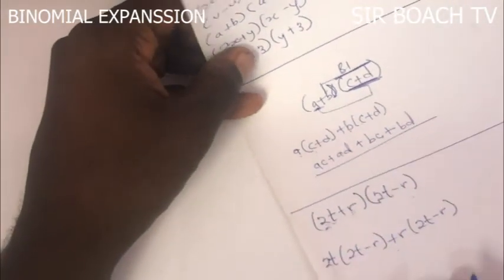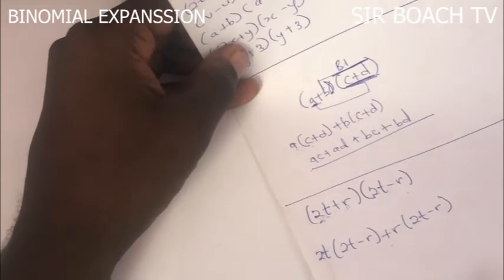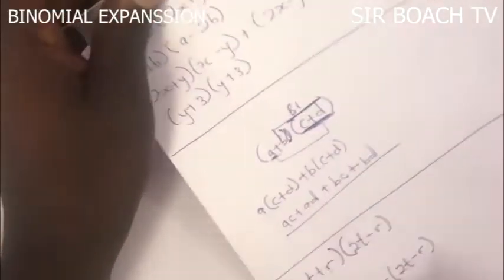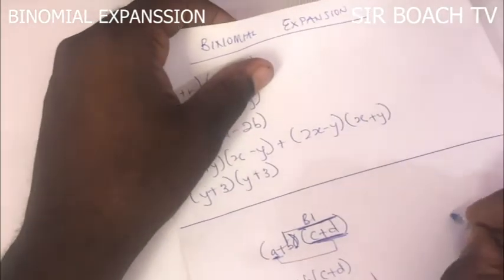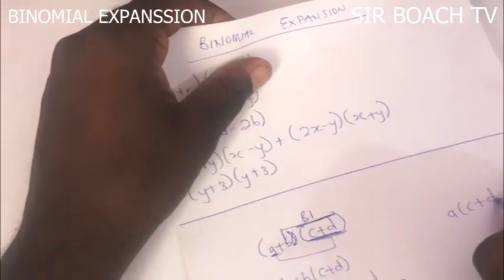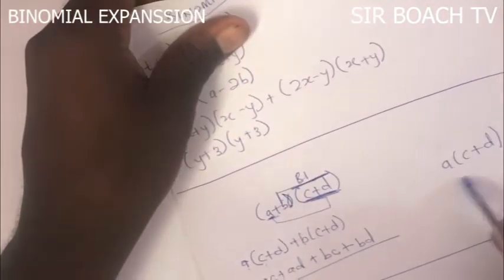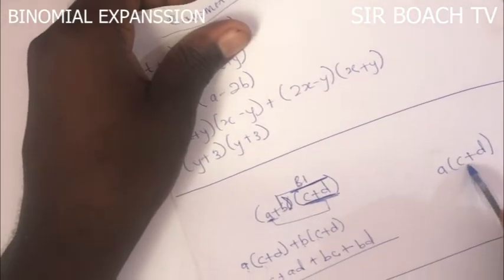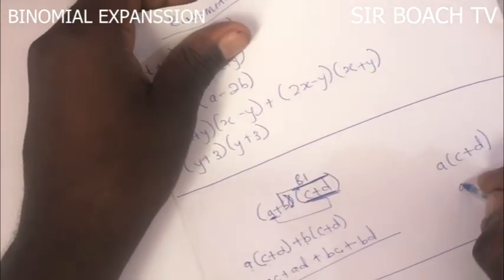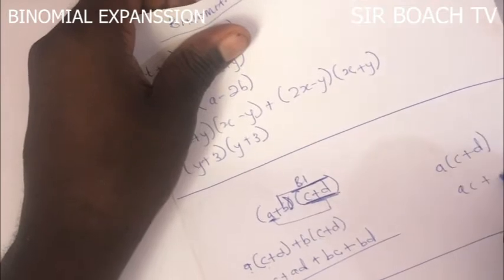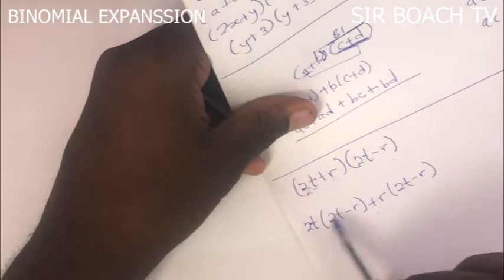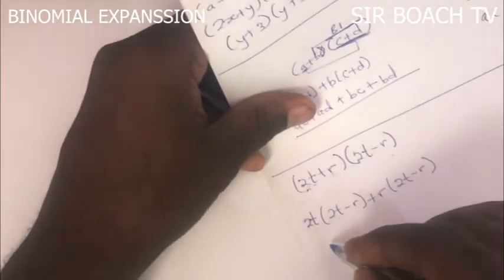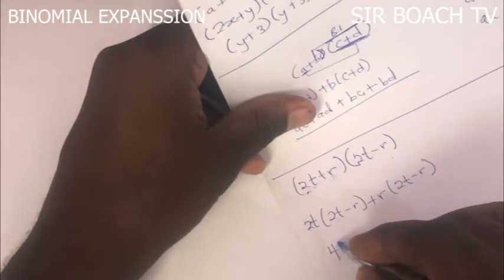After we are done, what do we do? We multiply each bracket. What we have here has become something like this: A bracket C plus D. When we are expanding something like this, you multiply this by this and this by that, so you get AC plus AD. This is what we have over here. So this 2t multiplied by another 2t: 2 times 2 will give you 4, and t times t will give you t squared.